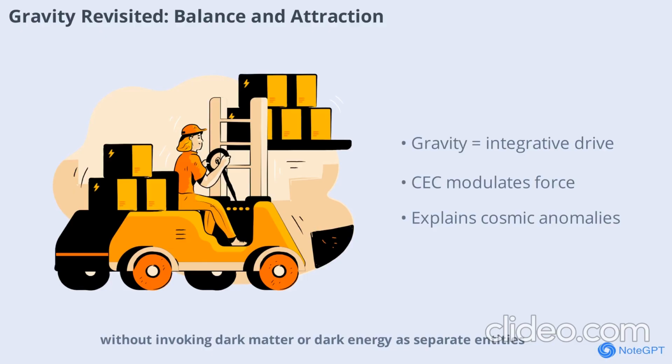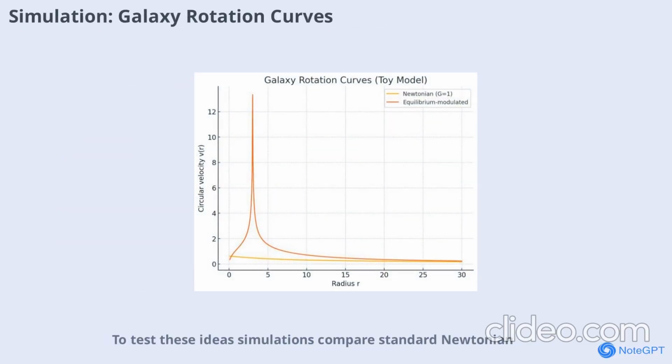separate entities. To test these ideas, simulations compare standard Newtonian gravity with an equilibrium-modulated version. By introducing CEC as a scaling factor, the resulting rotation curves can match observed galactic data without extra mass. This proof of concept shows how balance-driven dynamics can naturally explain phenomena traditionally attributed to dark matter.